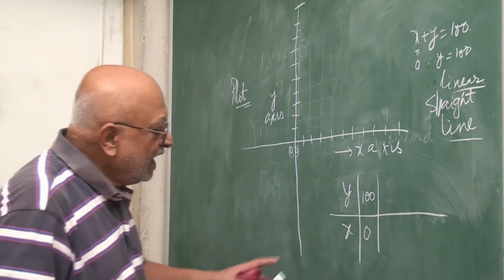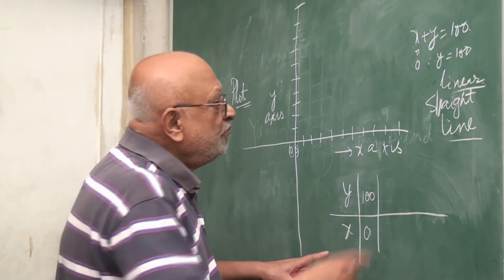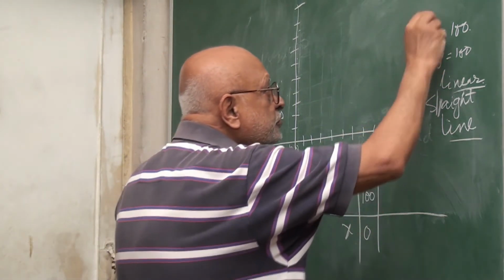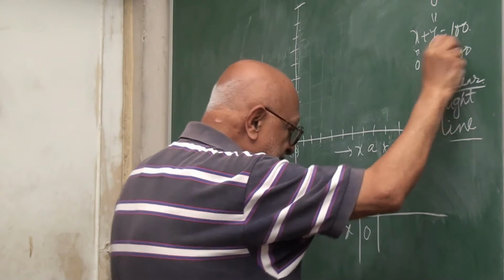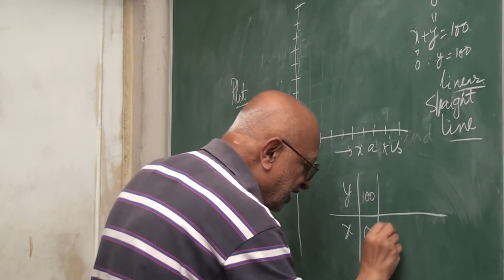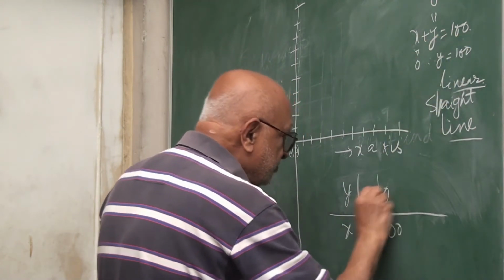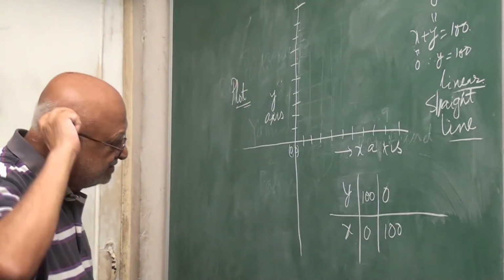Okay? Then I will do what? I will put y equal to 0. So y equal to 0. Then what will x be? x will be 100. So it will be x equal to 100 and y equal to 0. These are the 2 points.